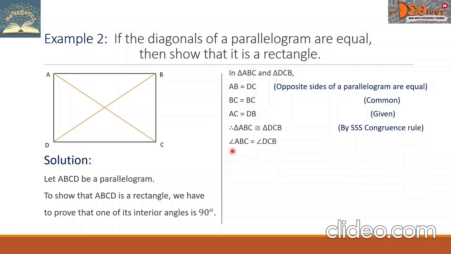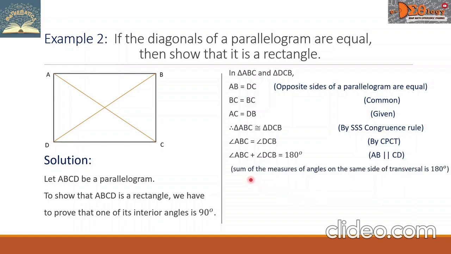Then we can conclude that angle ABC equals angle DCB. We say that corresponding parts of congruent triangles are congruent. Then we have angle ABC plus angle DCB equals 180 degrees. First, we see that AB is parallel to CD, and we know that the sum of the measures of angles on the same side of a transversal is 180 degrees.